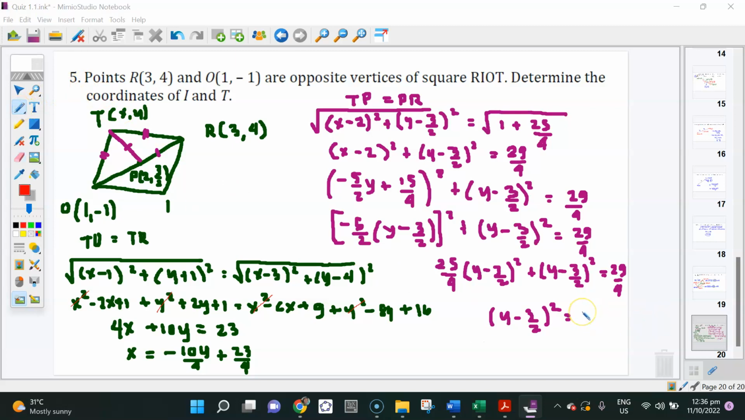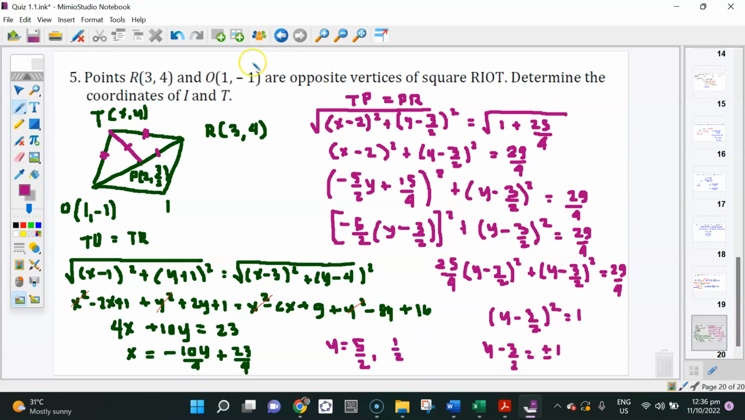Then extracting the square root, I'm going to have y minus 3 halves equals plus or minus 1. So there are two values of y here. 1 plus 3 halves is 5 halves. The other one, negative 1 plus 3 halves, will become 1 half. There you go, 1 half.